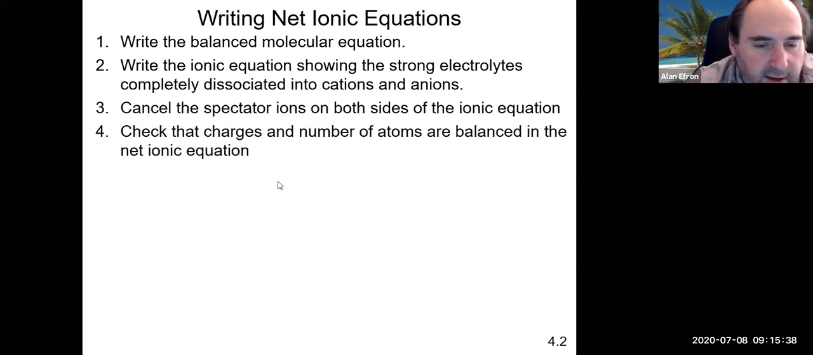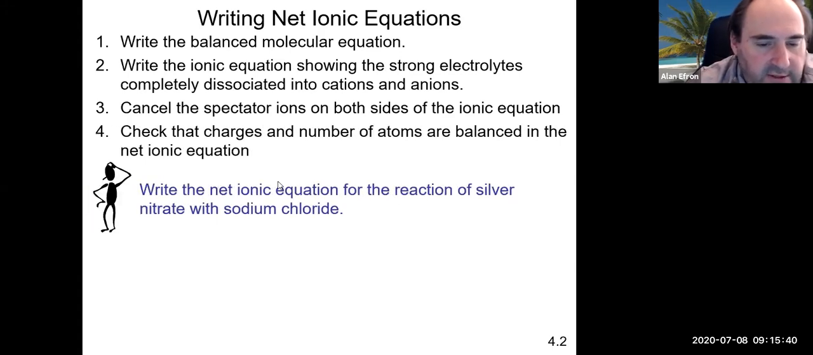So when we do write these net ionic equations, what we want to do is make sure that we have the balanced equation. We want to write the ionic equation showing the strong electrolytes that have completely broken apart. We want to cancel out any spectator ions, and we want to make sure that everything's balanced in terms of atoms and the charge. So why don't you take a moment here and write the net ionic equation for silver nitrate reacting with sodium chloride and see what you come up with.